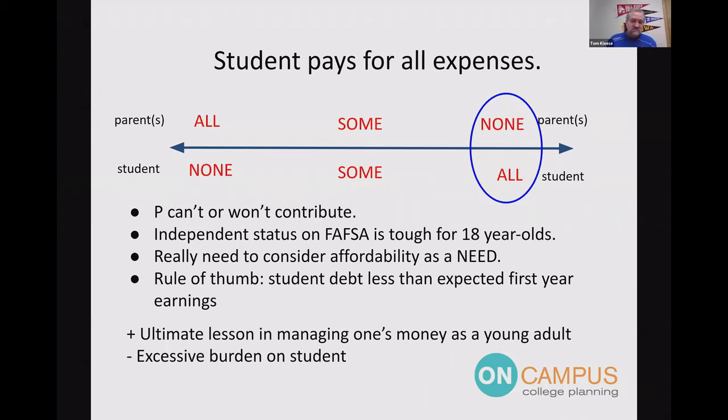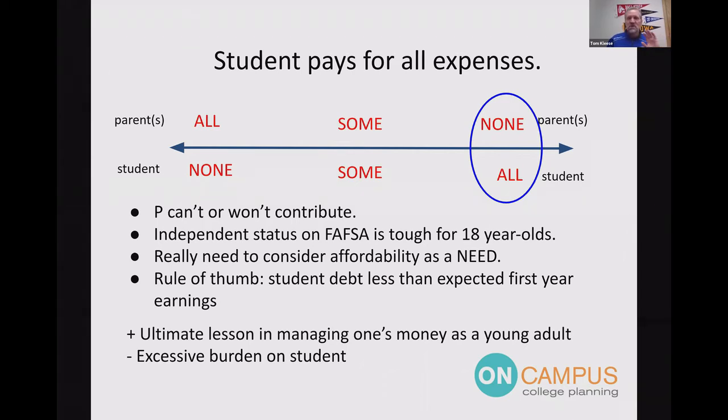You're studying 16th century Elizabethan poetry, and hey, I'm the guy that studied studio art. Right. So I get that, but you have to think about those types of choices and lifestyle choices, and not just think about debt as a frozen number. It is the ultimate lesson in managing one's money as a young adult, but it obviously puts a lot of burden on the student.